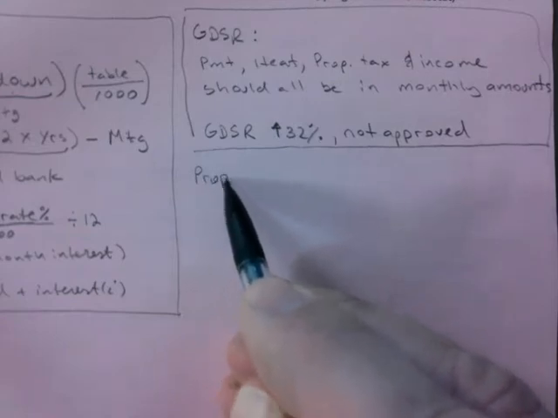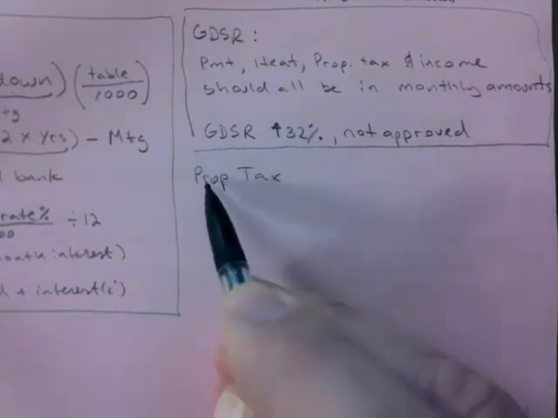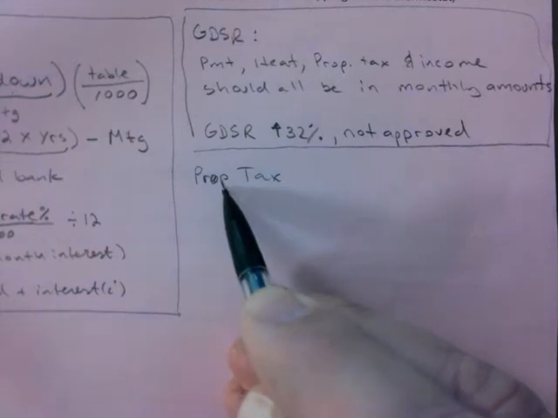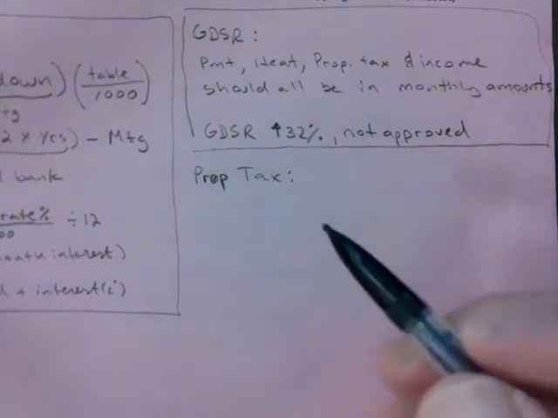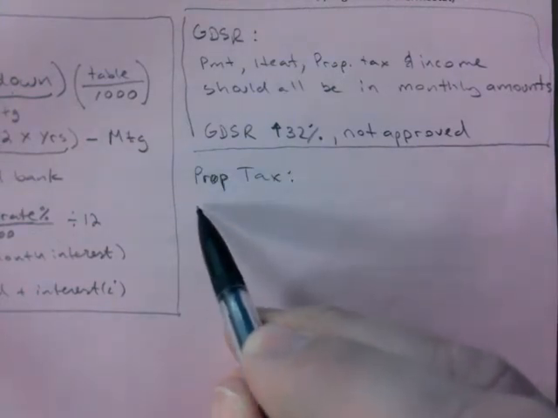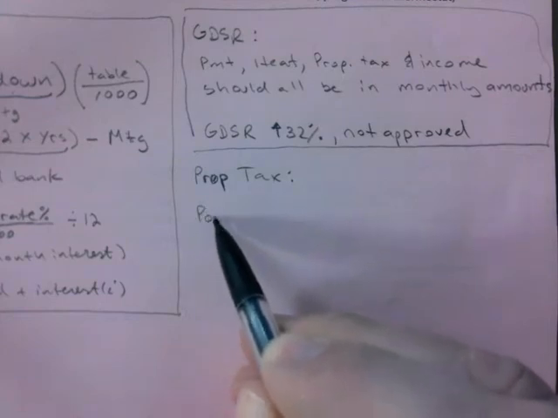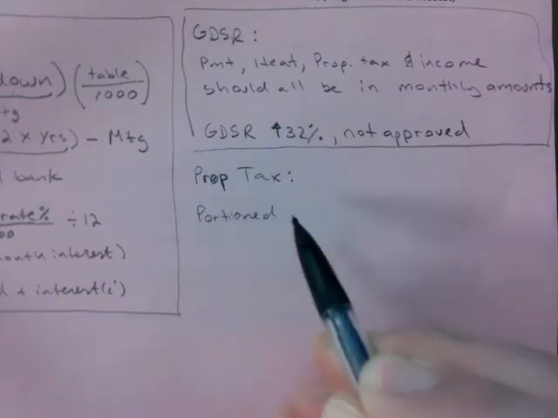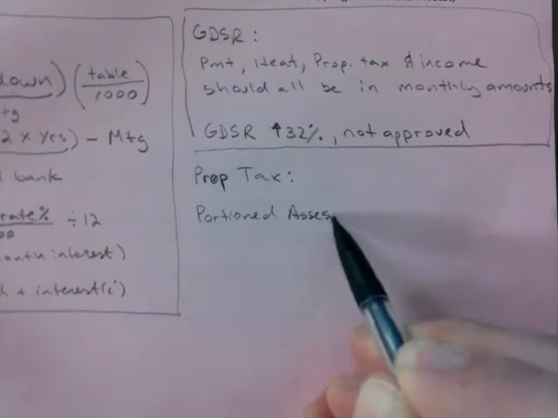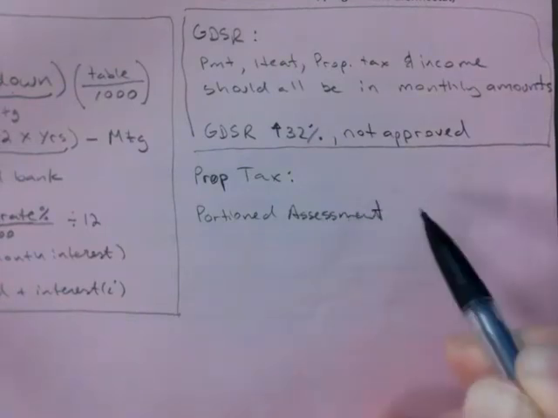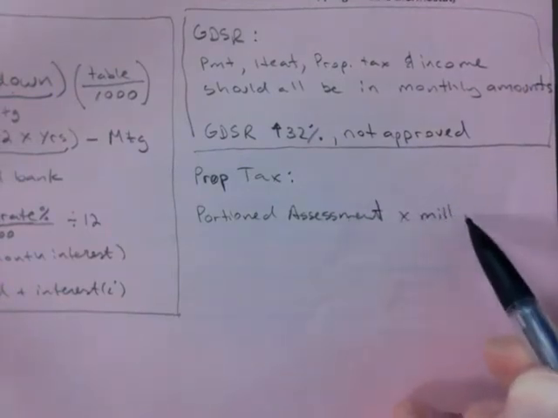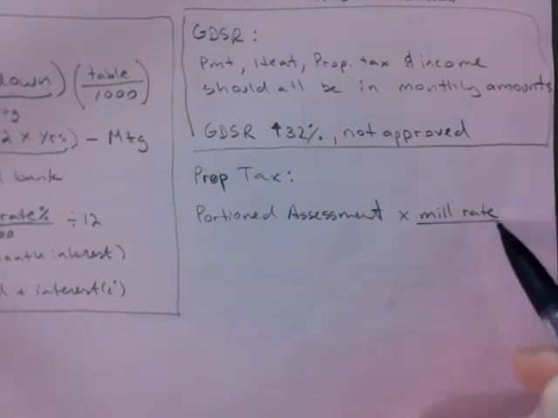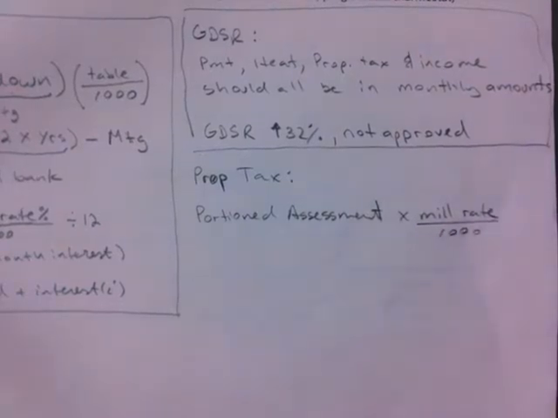Property taxes: there's the assessment times the mill rate, and that mill rate is always divided by 1,000. So if they give you various mill rates, yeah.